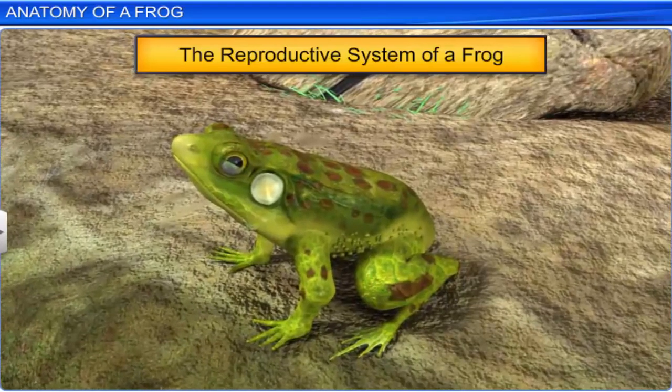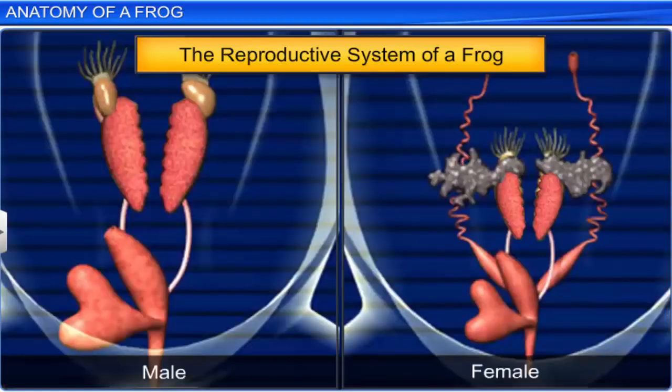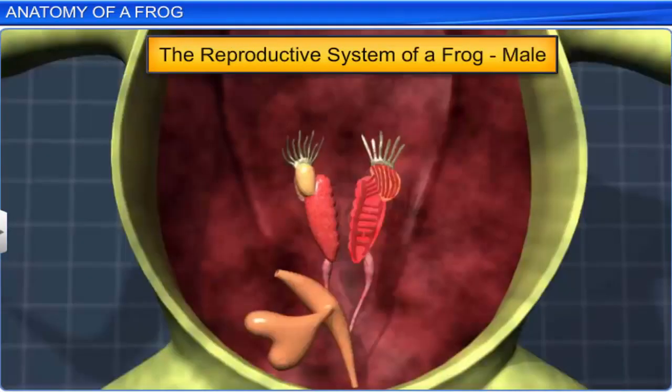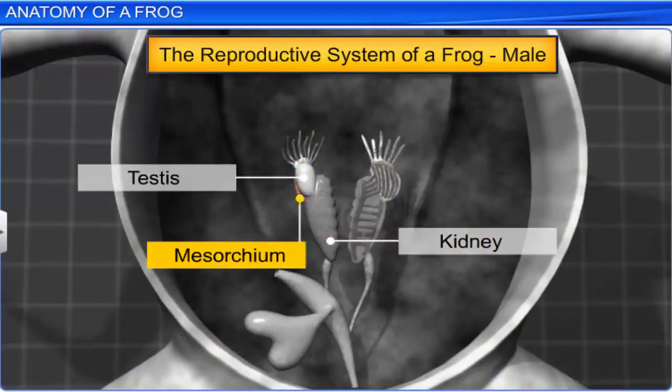Finally, let's learn about the reproductive system. Frogs are unisexual animals with well-developed male and female reproductive systems. The male reproductive system consists of 2 yellowish ovoid testes, which are attached to the upper part of the kidneys by the mesorchium.